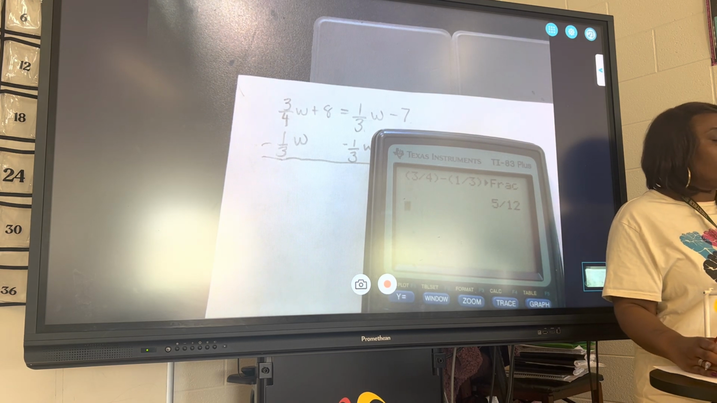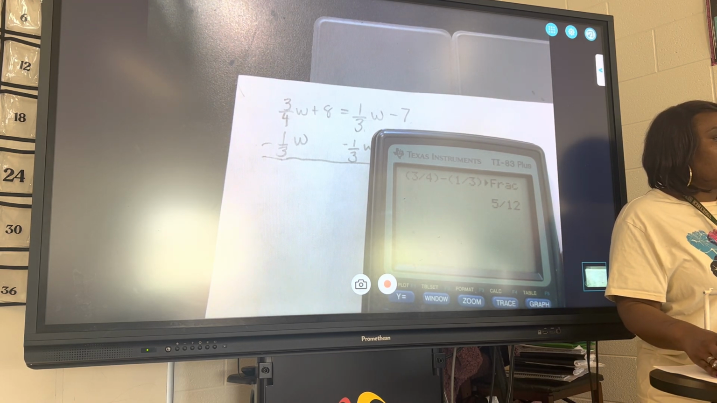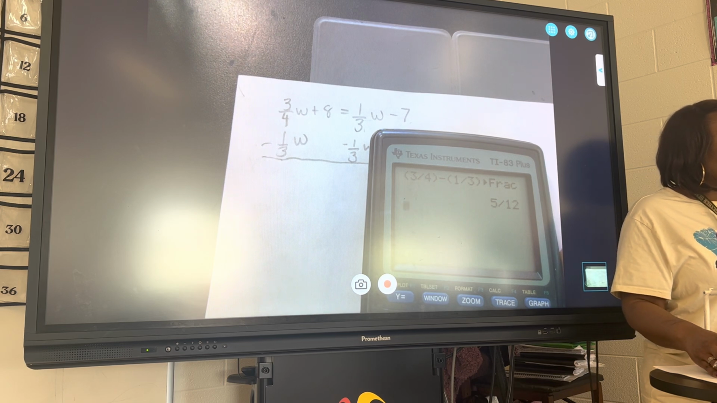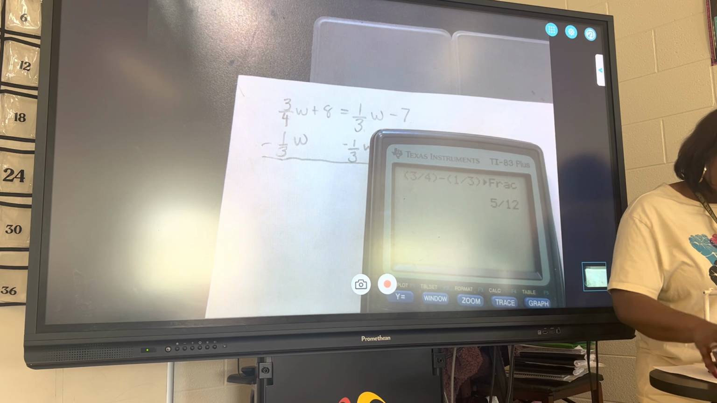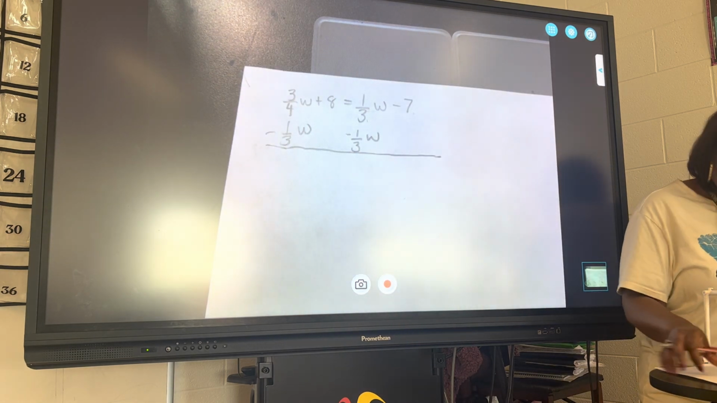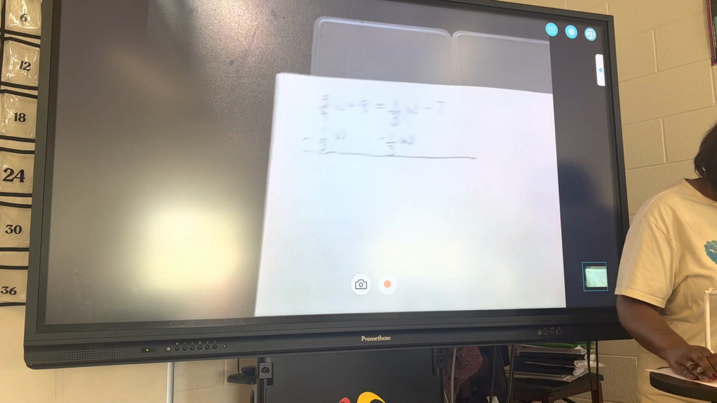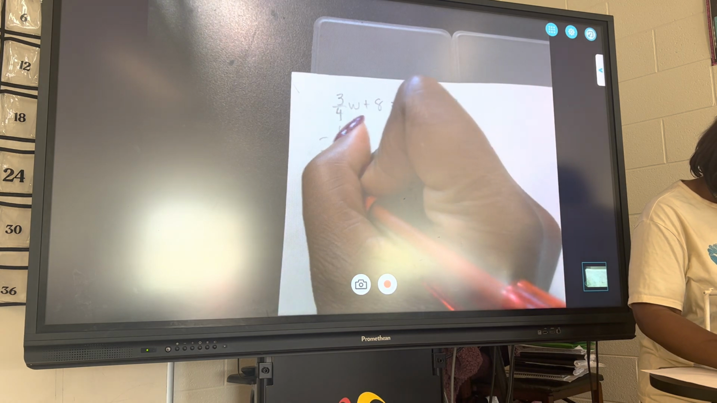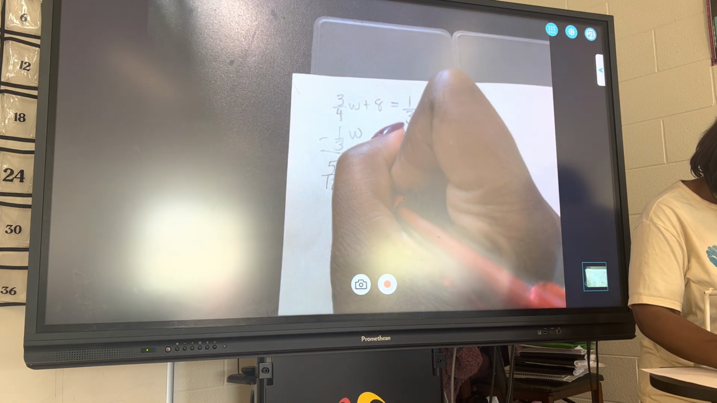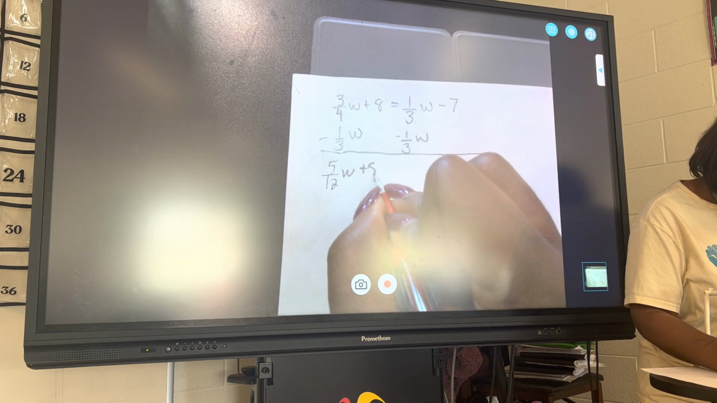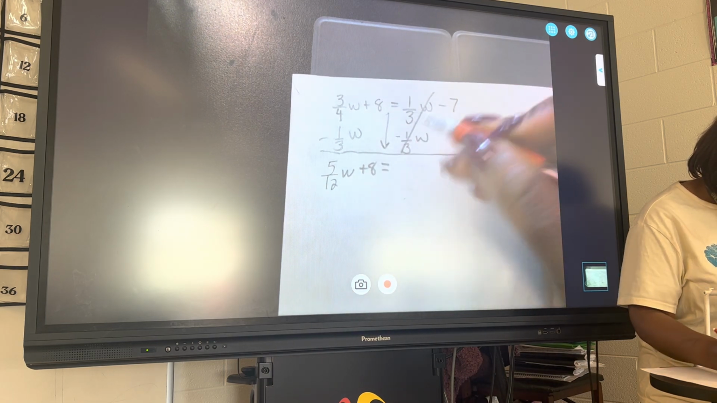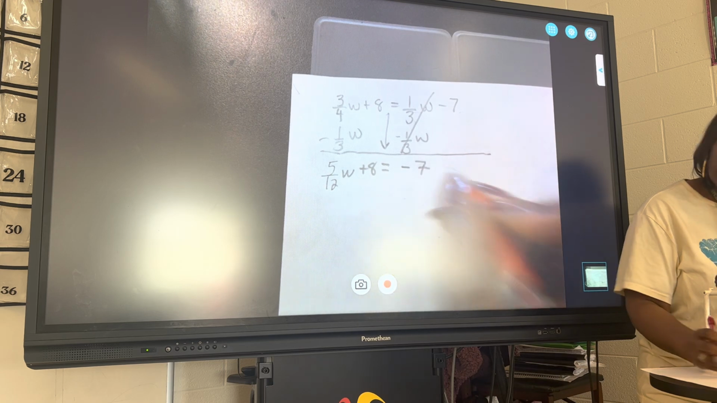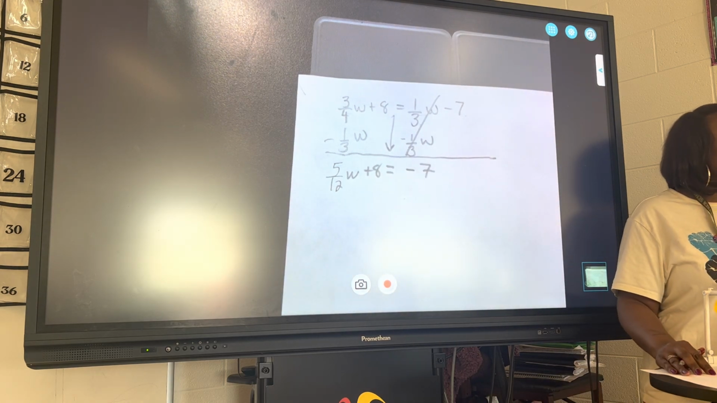So we got 5 over 12. You okay with it? So the math button, and hit enter 2 times. Math, enter, enter. Okay. So this is going to give us 5 over 12 W. Bring down the plus 8, bring down the equal. This is gone, and I'm left with minus 7. Are you okay with those?